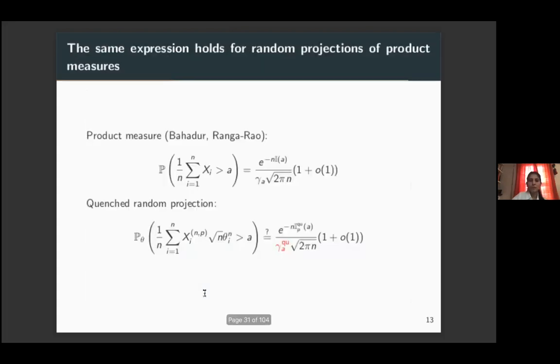Okay, so as I said, we have a product measure, and we have this classical result of Bahadur-Rao. And then you might look at the quenched random projection of the product measure. Right now, I'm only looking at the simple case of product measure. And all I'm doing is, instead of looking in the 1, 1, 1 direction, I look at a random direction, chosen uniformly from the sphere. That's what my theta is. And then I condition on this theta.